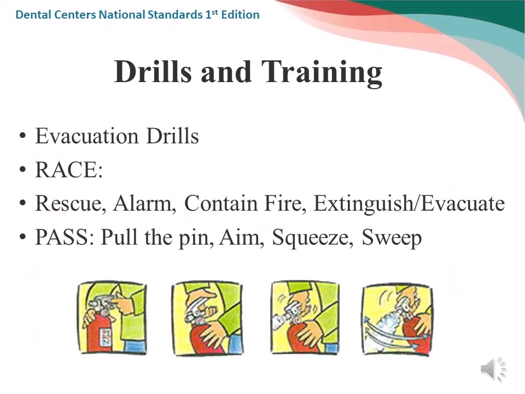FMS 4.1 requires training for staff. So what are they trained on? They should be trained on evacuation drills, RACE: rescue, alarm, contain, fire extinguisher, and evacuate. Also, they need to be trained on PASS, the usage of the fire extinguisher: pull the pin, aim, squeeze, sweep. They will be asked by the CBAHI surveyors how to use them, when to use them, and which kind of extinguisher. So this is very important in the training sessions for your staff.